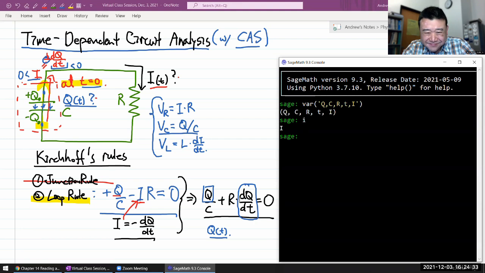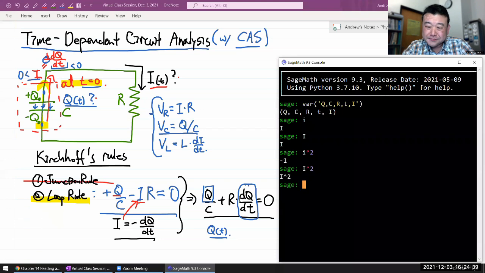I don't know. Let me just give this a try. Okay, I think it'll be fine. Somehow when I type in I, that's an imaginary I. This I is the current I. By the way, in electrical engineering, they define J as the imaginary number to avoid this exact problem. Okay, I have my variables defined.